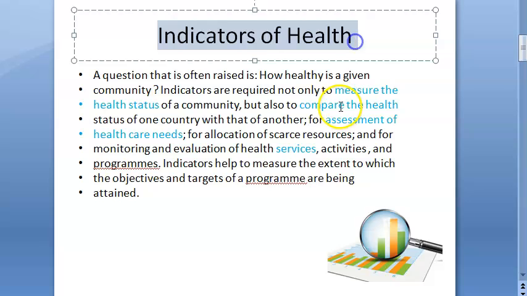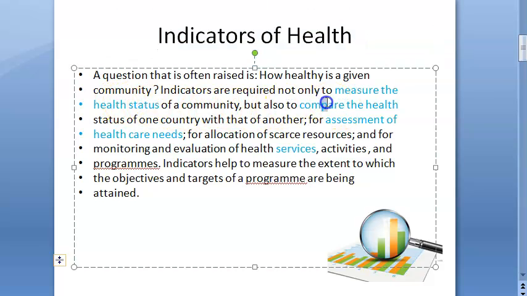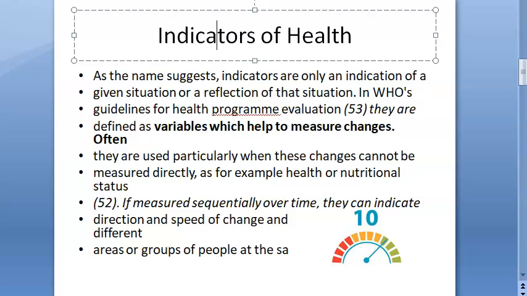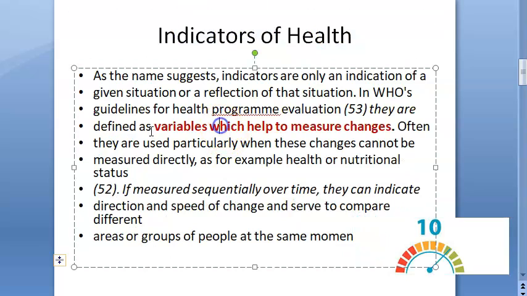So why do you need health indicators? To measure the health status of a community, to compare the status with something else, to assess the healthcare needs and the services, whether they are being utilized, etc. Also, you can know whether the targets of the health programs that you create are being achieved. Basically, indicators of health are variables that help to measure change.